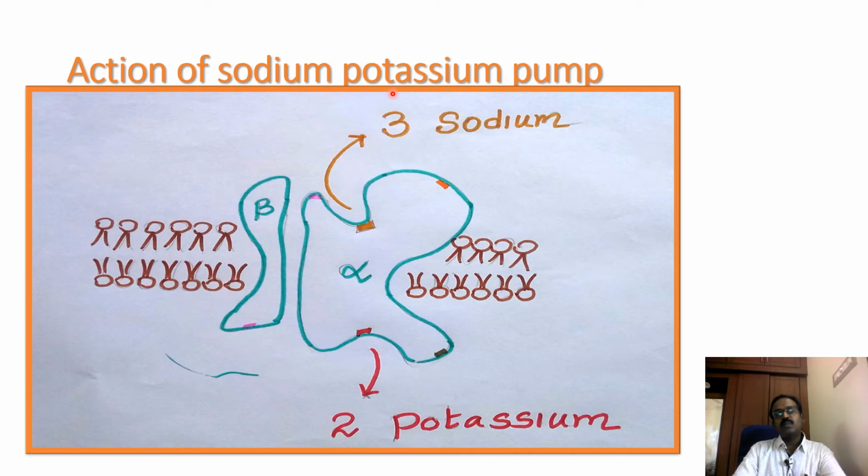After the potassium binds in the extracellular area, dephosphorylation of the aspartic acid phosphate bond will occur. That dephosphorylation transports the potassium ion from the extracellular area to the intracellular area. So the ultimate function of the sodium potassium pump is to pump the 3 sodium ions outside and pump the 2 potassium ions inside the cell.